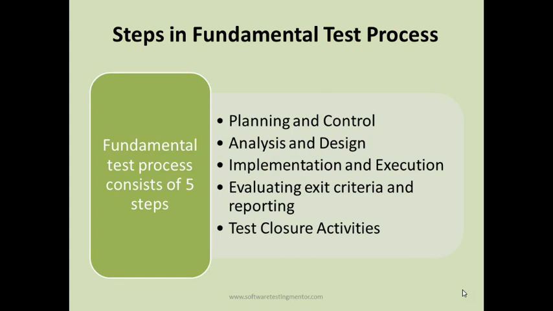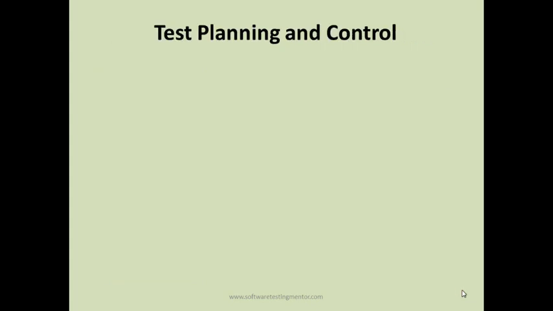So you plan for testing, you analyze and design your test cases, then you implement the test cases and do execution. Once you are doing execution, you evaluate the exit criteria, whether you are fulfilling them, and then you do reporting activities. Finally, when all the testing has been finished, you do test closure activities or final test reports. These are the fundamental steps in the test process. Let's look at these steps one by one. First is test planning and control.